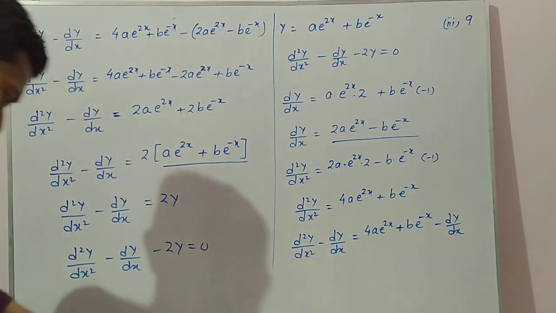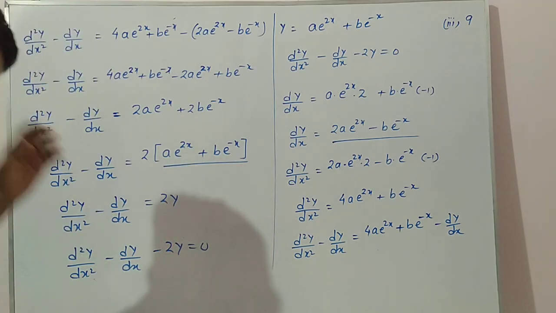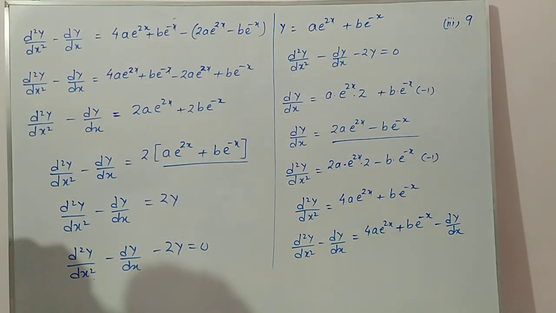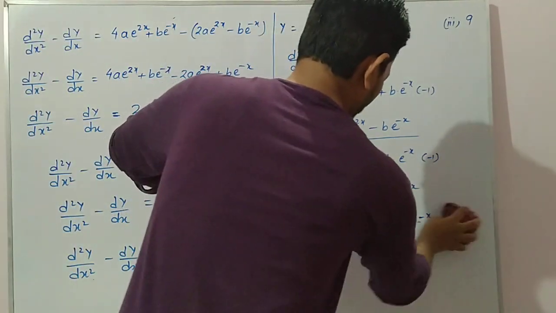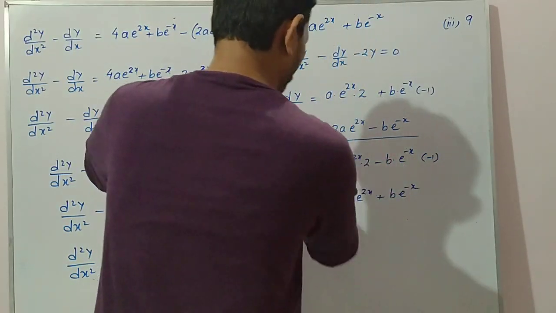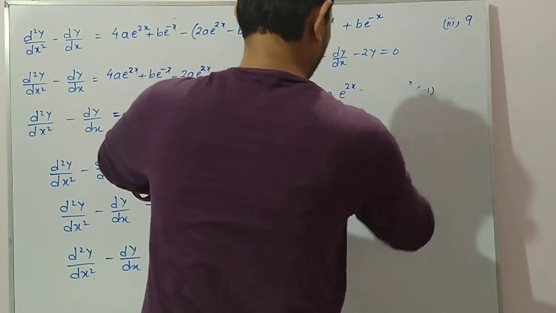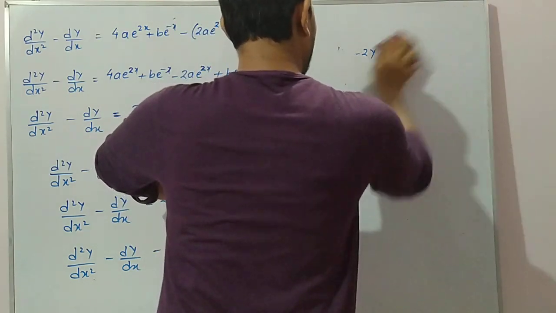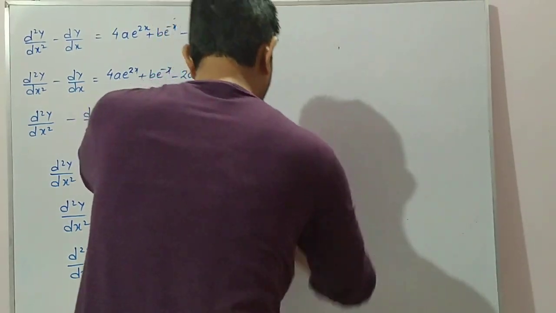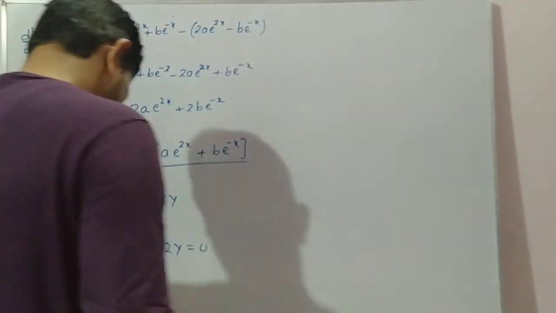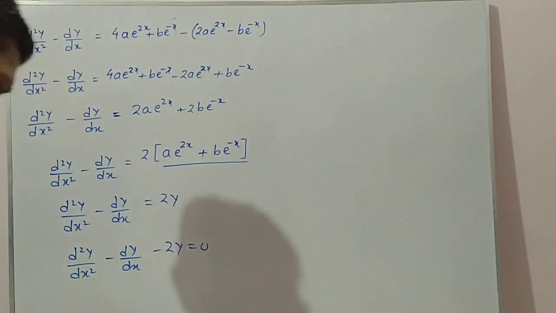Next, question number 10. Question number 10, that is similar to question number 9. So you can take question number 10 number 1 as homework. 10 number 2 I will do here. 10 number 2 is also similar to 10 number 1, but still I am doing it here.